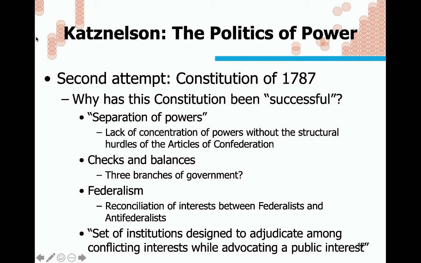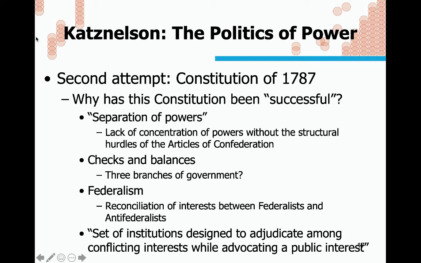But this was a reconciliation of interest between the Federalists and the Anti-Federalists. The Federalists wanted a stronger central national federal government. The Anti-Federalists wanted more power to the states. But the system that we have now is a reconciliation of these two interests that still surface today.